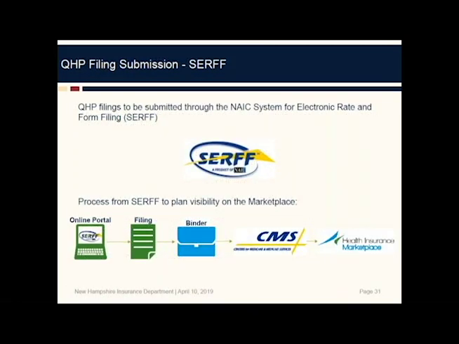Filing your QHP in SURF. QHP filings can be submitted through the NAIC system of SURF, as many of you know. For any new company staff that might be out there, the process from SURF to plan visibility on the marketplace is diagrammed below. You will submit both your binder and your form rate filings through the online portal known as SURF, and once we complete our review in August, they will be transferred to CMS for their review. Once they've completed their review process, your plans will appear on the health insurance marketplace. Next, please.